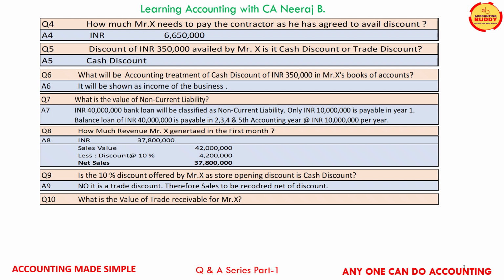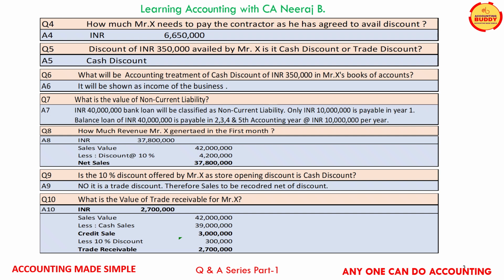Question number 10. What is the value of trade receivables for Mr. X? The answer is 2.7 million. Trade receivables are on account of credit sales of 3 million only. Since Mr. X has offered a trade discount of 10%, net trade receivables for the business are 2.7 million.